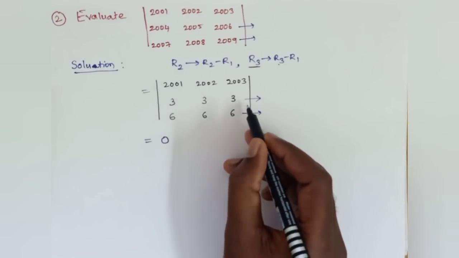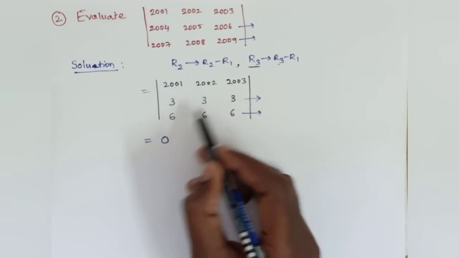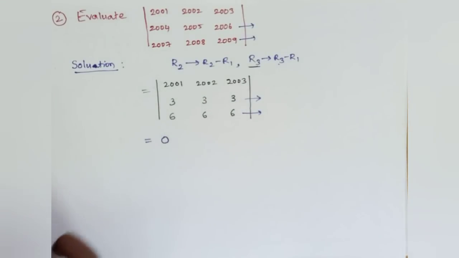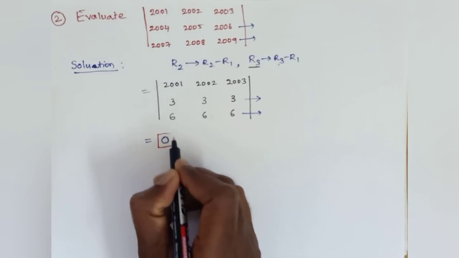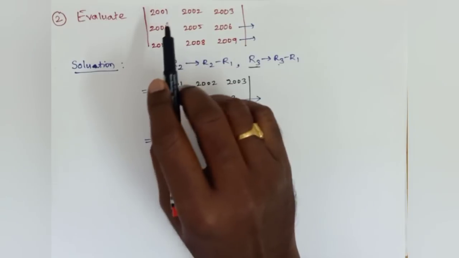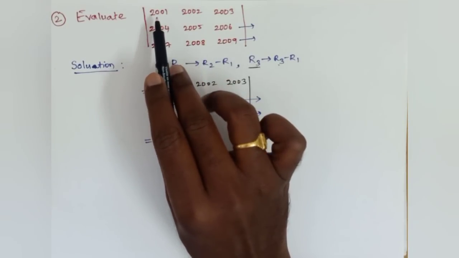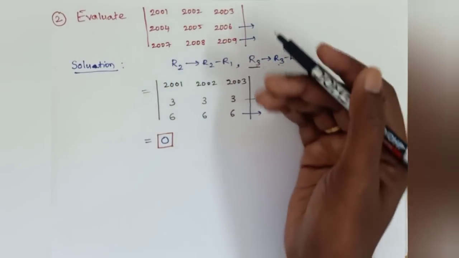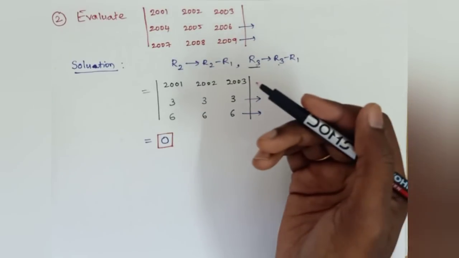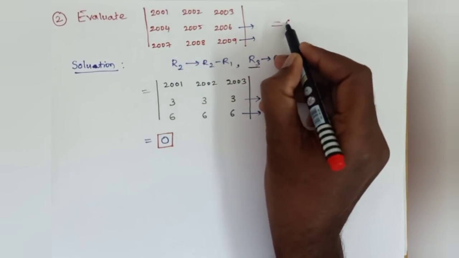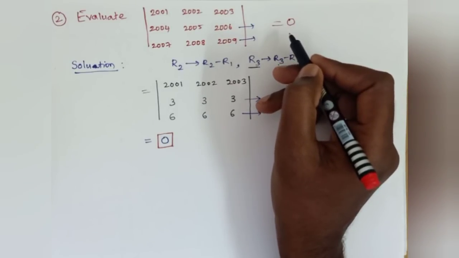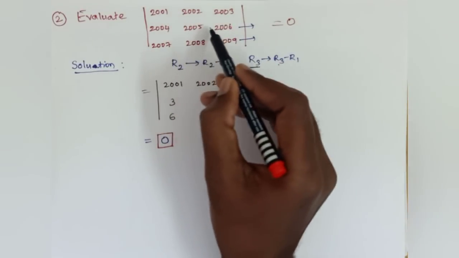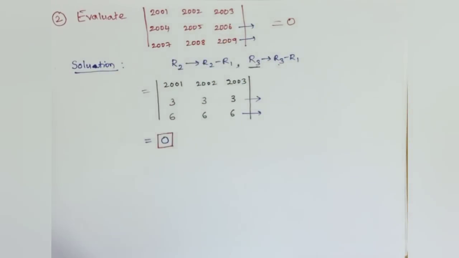Since the elements of these two rows are in the same ratio, 3, 6 and 3, 6, the determinant value is equal to 0. You can observe one more thing here. Say the determinant of a 3 by 3 matrix contains consecutive numbers like 1, 2, 3, 4, 5, 6, 7, 8, 9. There is no need to apply row operations or column operations. Directly you can write the answer as 0 if it is an objective type question. Any determinant that contains consecutive numbers like this has the determinant value 0.